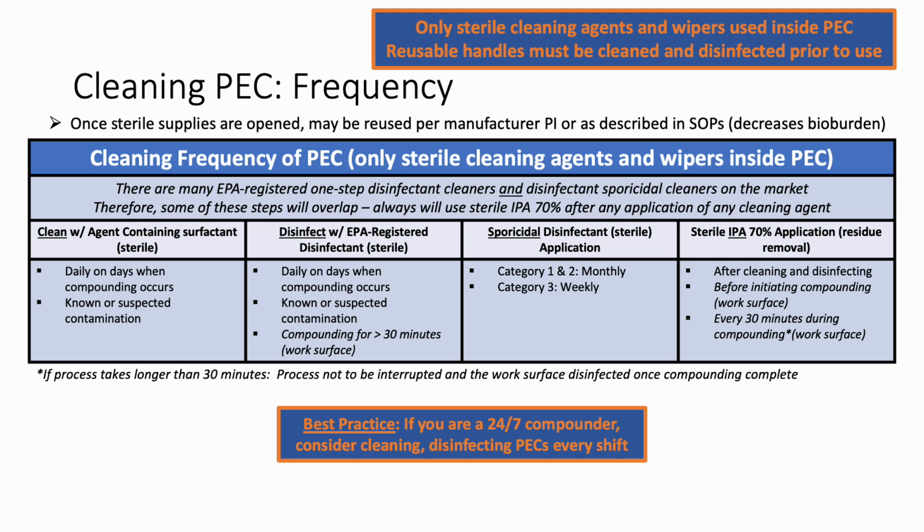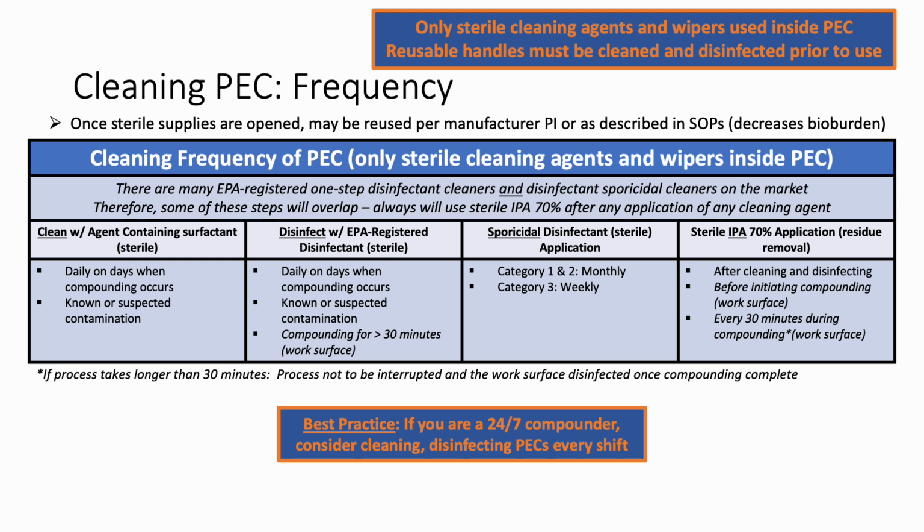So when cleaning and disinfecting the entire hood, we're going to do this daily on days when it's used, and also if there's any known or suspected contamination. If you are a 24/7 facility, then it's recommended that you actually do this every shift. For a sporicidal disinfectant, we're going to use that monthly at a minimum for category 1 and 2, and weekly for category 3. For sterile IPA 70%, we're going to use this after cleaning and disinfecting our hoods to remove residues from the cleaning agents.